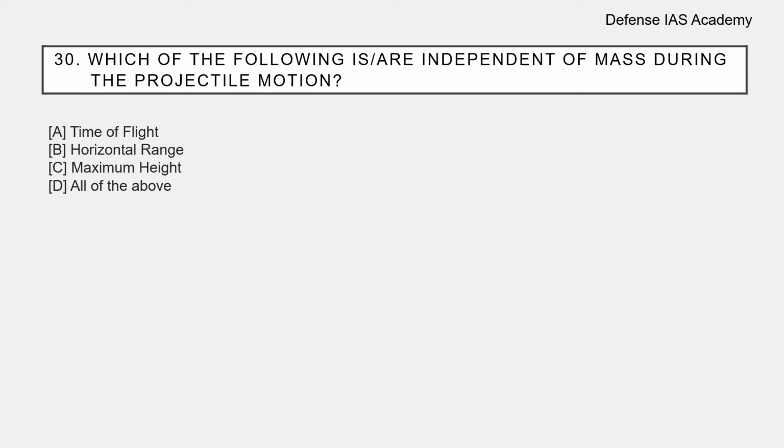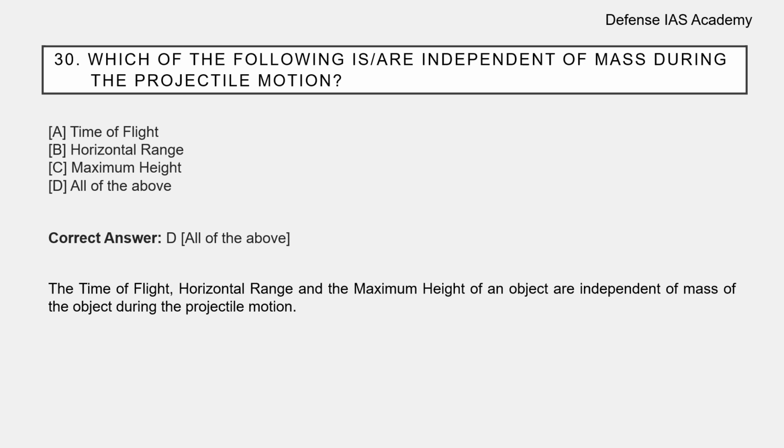Question number 30. Which of the following are independent of mass during the projectile motion? The options are: option A, time of flight. Option B, horizontal range. Option C, maximum height. Option D, all of the above. The correct answer is option D, all of the above. The time of flight, the horizontal range and the maximum height of an object are independent of the mass of the object during the projectile motion. Means they all don't depend upon the object in a projectile motion.